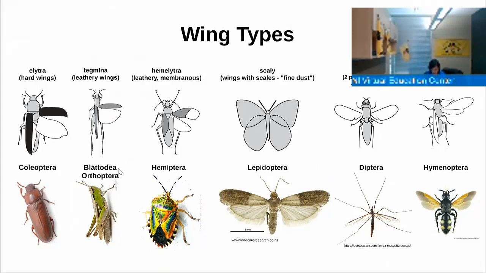Cockroaches, crickets, grasshoppers, they have what we call tegmina, leathery wings. The first pair of wings looks like leather. You cannot see through, okay? But they are thinner than the elytra.